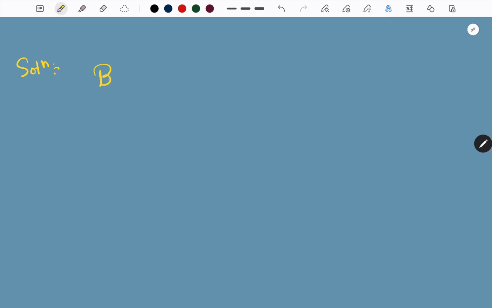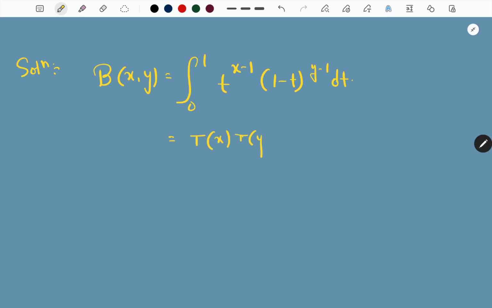Now let's say some beta function of x comma y. How do we write it? We say the integral from 0 to 1 of t to the power x minus 1, (1 minus t) to the power y minus 1 dt. So beta of x y is also written as tau of x into tau of y, which is related to the gamma function, divided by tau of x plus y.